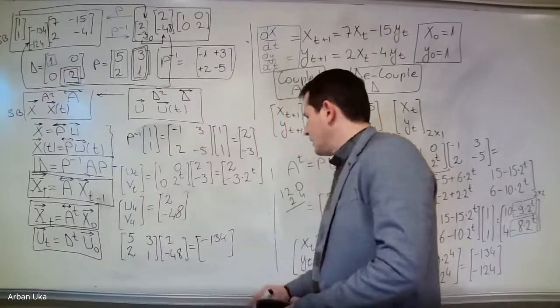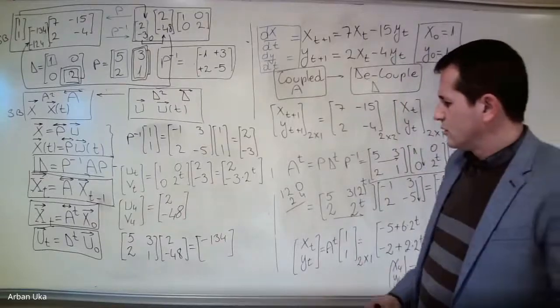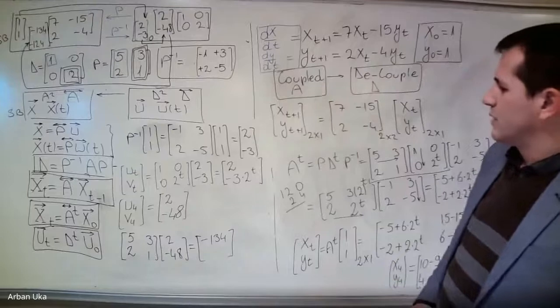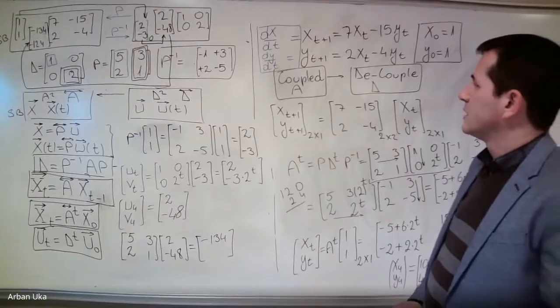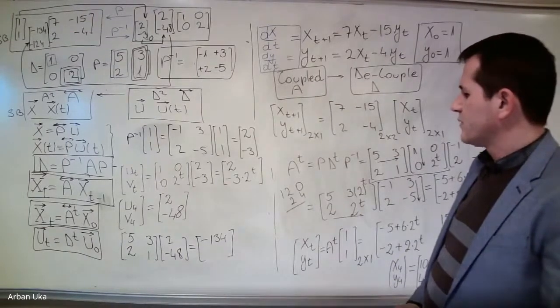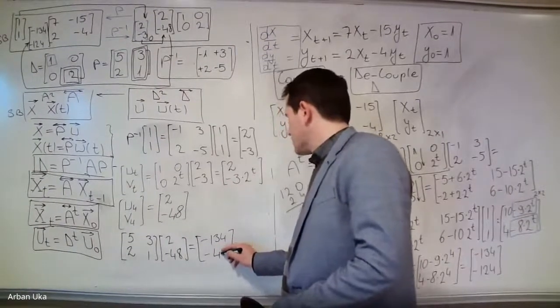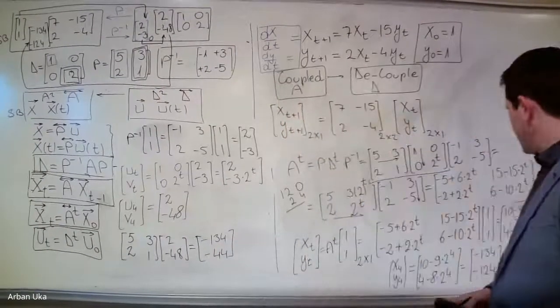And then we also have 2 times 2. Wait a second, this is 5, 2, 3, 1. So here we get 2 times 2 is 4. Minus 48, we get minus 44. So we did not get the same numbers.